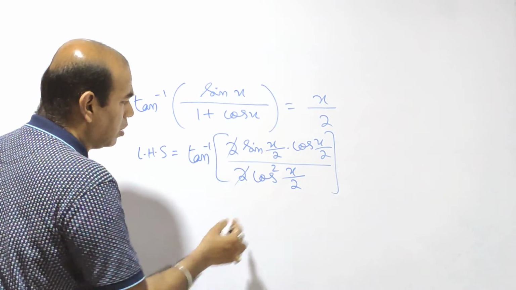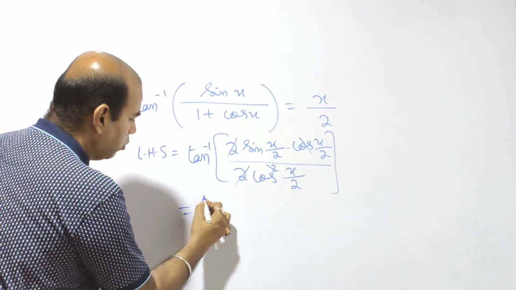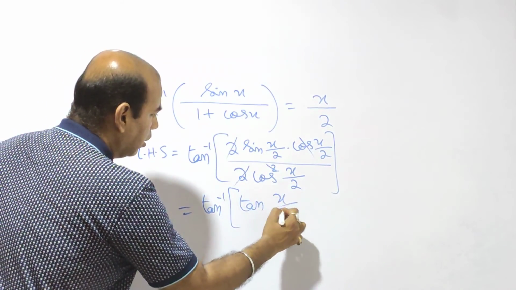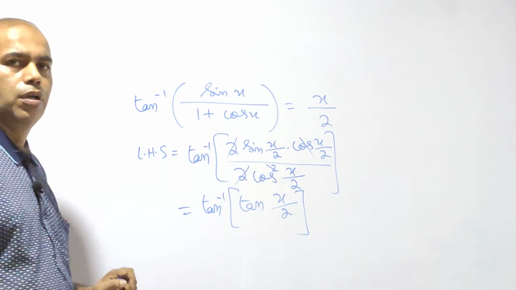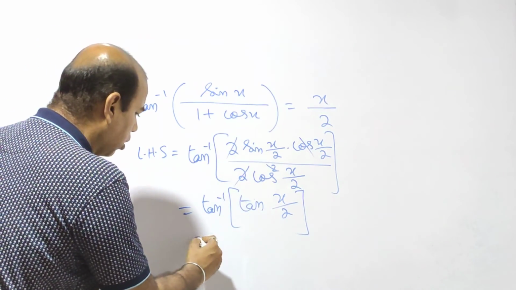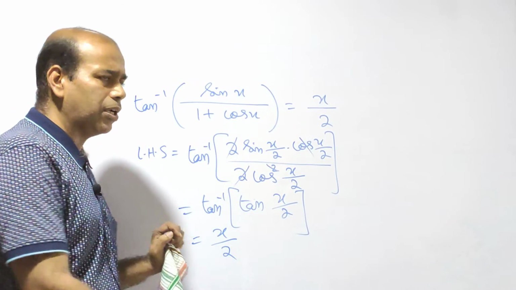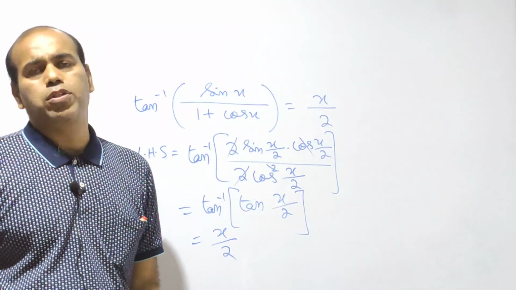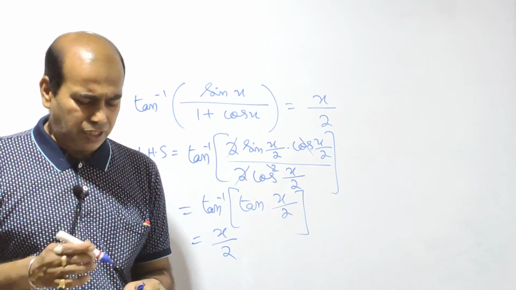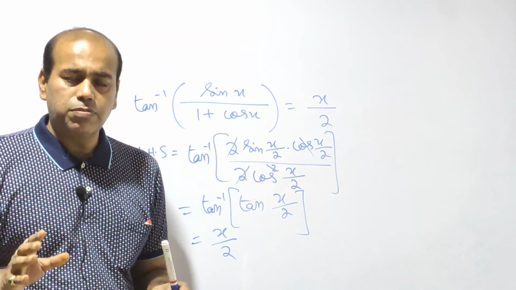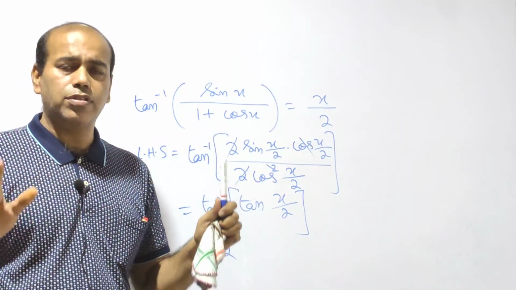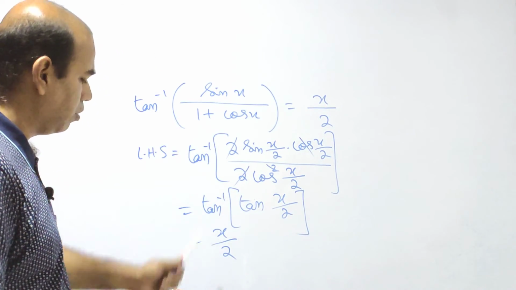Now this 2 and 2 is cut, one cos is cut. So ultimately the result is tan inverse tan x by 2. Now tan inverse and tan are gone. Ultimately what I am getting is simply x by 2. I hope students, it is totally clear and very easy. But please keep in mind that the trigonometry formulas of class 11 are very important, and I am applying all of them.